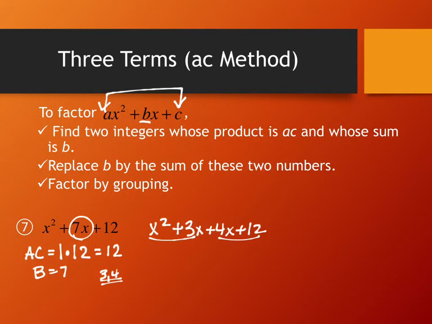x squared and 3x have an x in common, leaving me with x plus 3. 4x and 12 have a 4 in common, leaving me with x plus 3. Of course, the x plus 3's match. That's the whole point of factoring by grouping, so I factor it out. And I'm left with x plus 4.